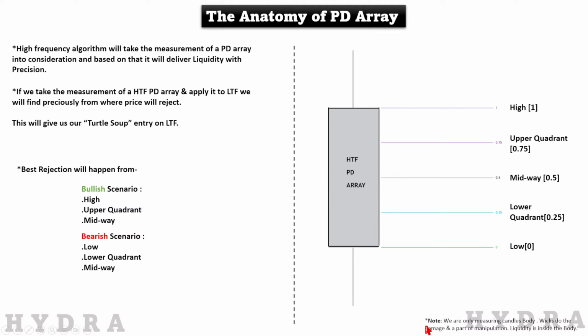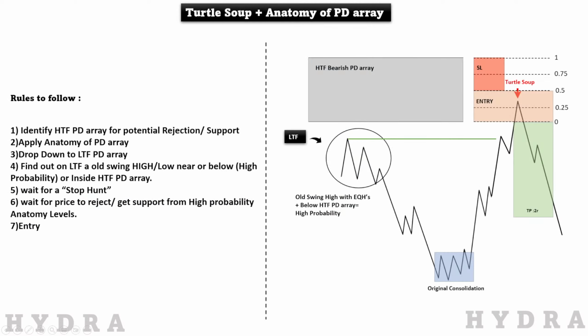So here's a note at the bottom. You can see we are only measuring the candle's body. We are not going to measure the wicks. Wicks do the damage, and it's a part of manipulation. That's where the stop hunt happens. That's where the turtle soup happens on the lower time frame. But what I'm going to show you is a little bit different from what you already saw other people teaching about turtle soup. Liquidity is inside the body, that's why we will mark the body, and from inside the body we'll have the best reaction. So now let's go to our next slide.